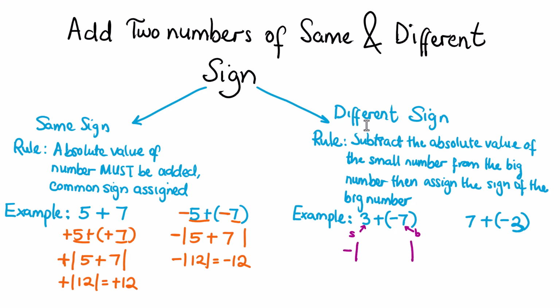And based on the rule, it says that you subtract the absolute value of the small number, in this case 3 is the small number, from that of the big number. And therefore we're going to have negative absolute value of 7 minus 3, which gives us 4. And when we write this, it is the same thing as -4.